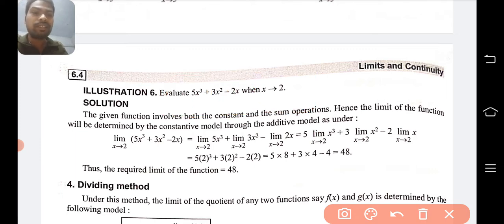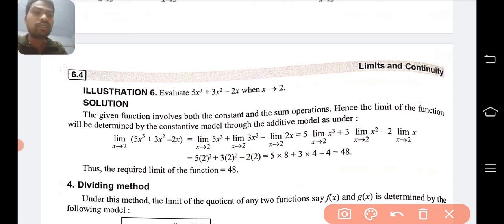Okay, then according to this, it is given here the limit of x tends to 2, 5x cube plus 3x square minus 2x. So here for the limit, x cube, you will take a separate limit. Here it is given for the 5x cube term. In this way, you will take the limit x tends to 2, 3x square, minus limit x tends to 2, 2x. Separately, you have taken the limit.